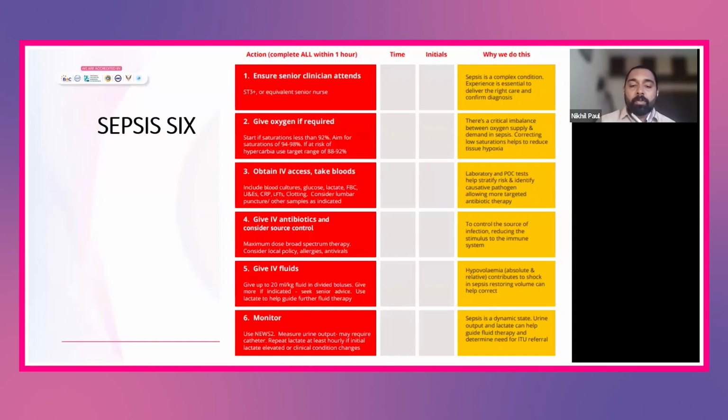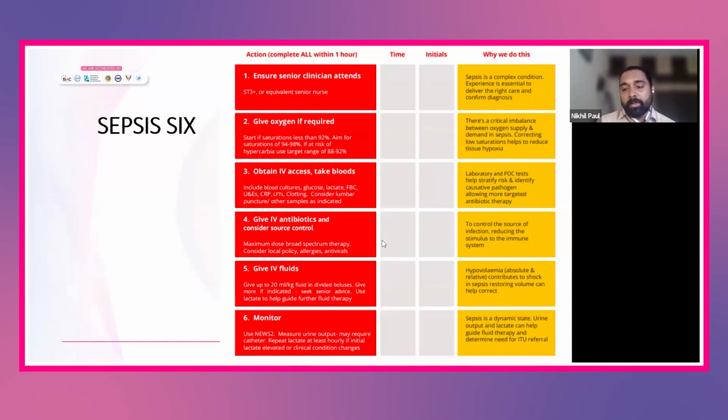Now, the final step is to monitor. The NEWS2 can be used to monitor the patient. An important parameter to monitor during sepsis resuscitation, as well as continuation of the resuscitation, would be the urine output. This may require a catheter insertion. Lactates can be repeated at least hourly if the initial lactate is elevated, that is more than 2. So you find the lactate more than 2, you give fluids, you repeat the lactate. That's how it goes. Lactate can also be repeated if the clinical condition worsens.